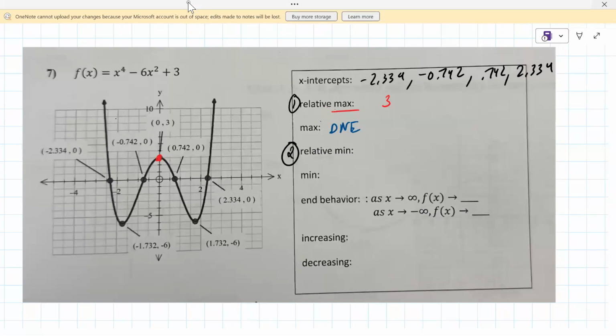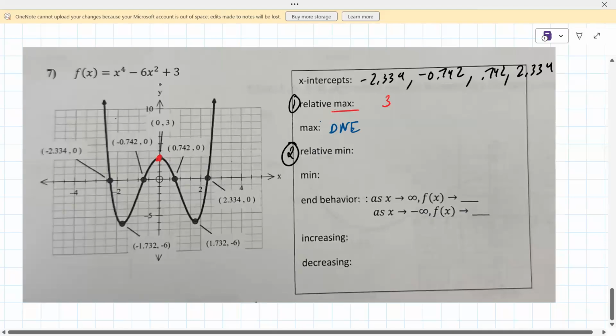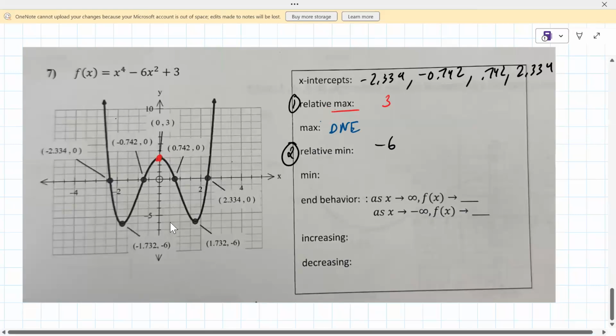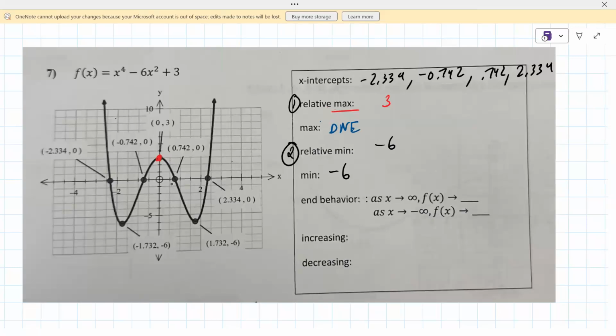How about a relative min? That would be -6. Okay. Now this one does have an absolute min. It's the same place. Okay, makes sense. And then would it be positive infinity and then positive again? Yep, they're both rising.